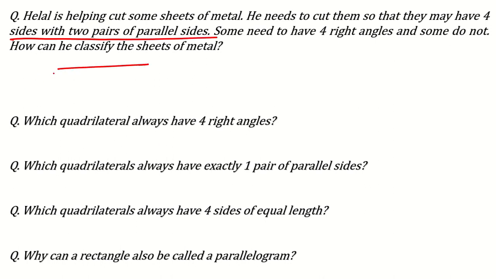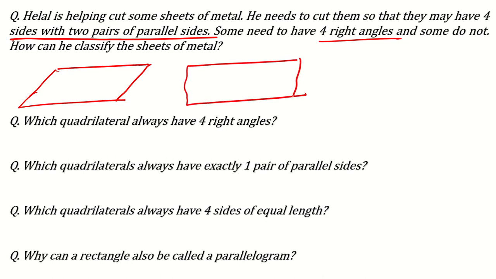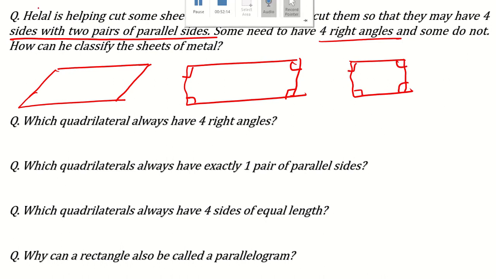Now, he needs to cut them so that they may have four sides with two pairs of parallel sides. So, it can be like this also. Two pairs of parallel sides, yes. And some need to have four right angles also and some do not. So, it can be like this also, yes, where all the internal angles are 90 degrees, or what else can we have, and some do not. So, we can have a square like this also, because they don't say anything about the sides.